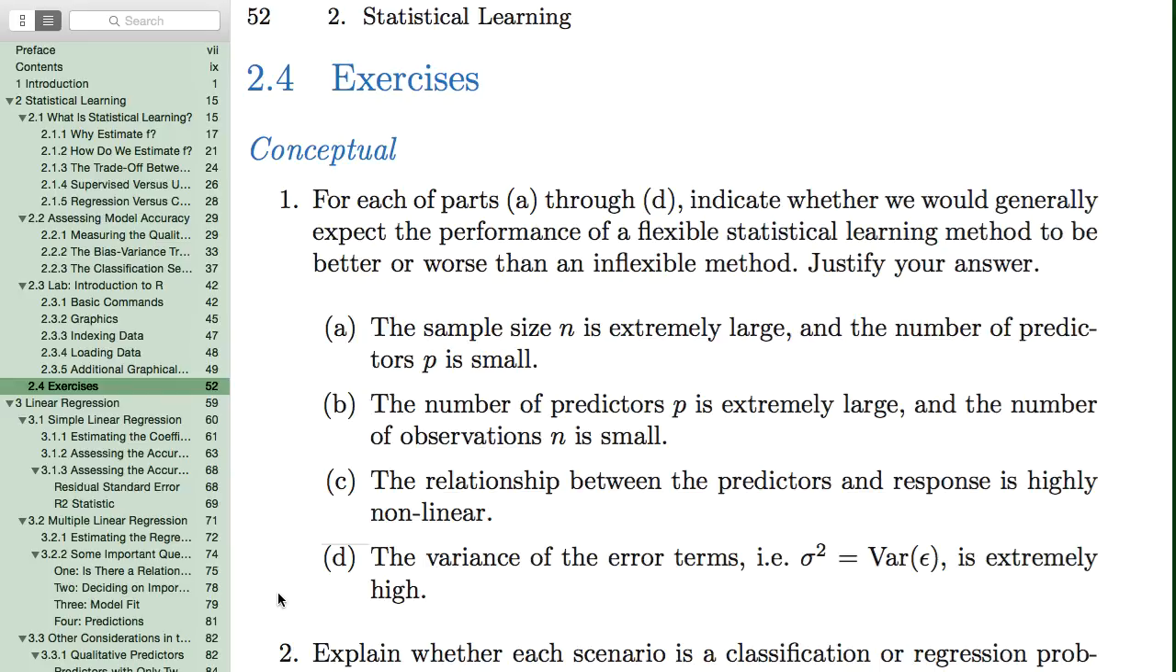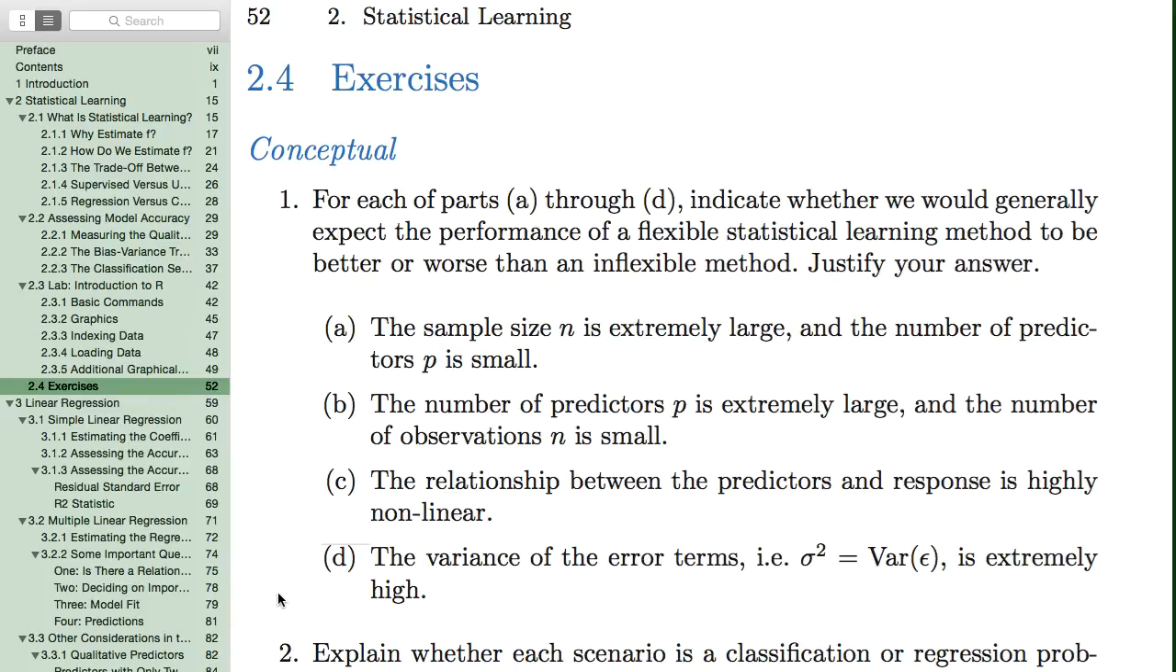For exercise 1, we want to know whether we would expect a flexible or an inflexible method to do better. Recall that we said that flexible methods are hard to interpret, and inflexible methods are very easy to interpret. Here the sample size n is extremely large and the number of predictors p is small. This is the classic case for a regression problem. So I think that an inflexible method like regression is likely to work well in this kind of setting. This is exactly the setting for which regression is made.